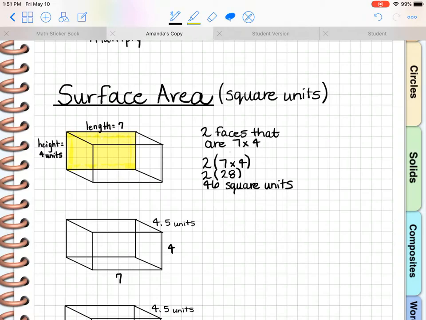Now that's for that back panel and the front panel. So you see why I need to be able to parse. I need to separate these out in my mind's eye.